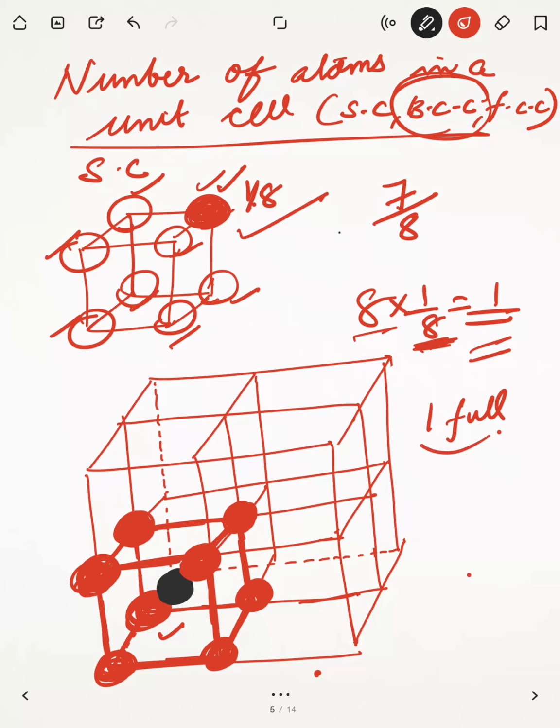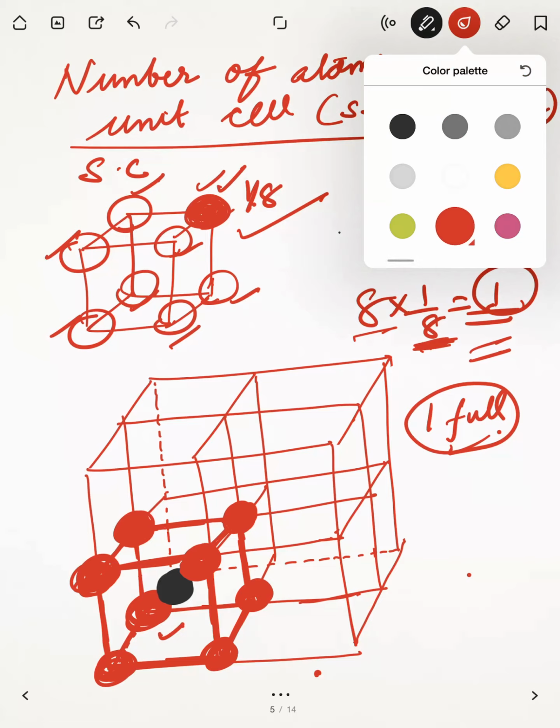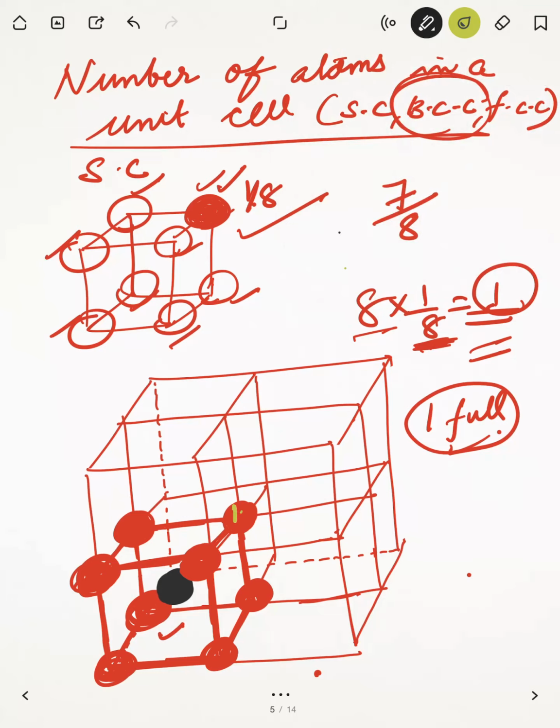So its contribution is full, and this is also there in BCC, 8 into 1/8 from the corner contribution. Only 1/8 from here, 1/8 from here, 1/8 from here, all the corners 1/8, and this is 1 full. So this 1 plus 1, that is 2 atoms are present in body centered cube.